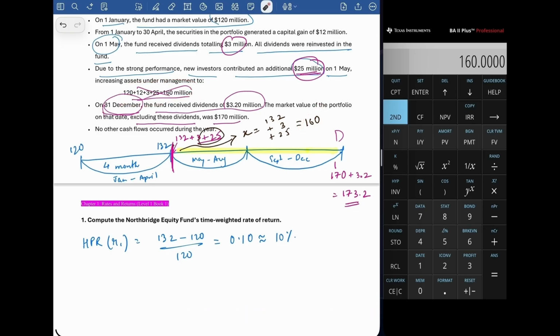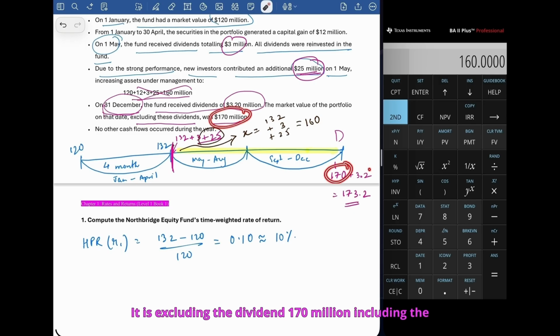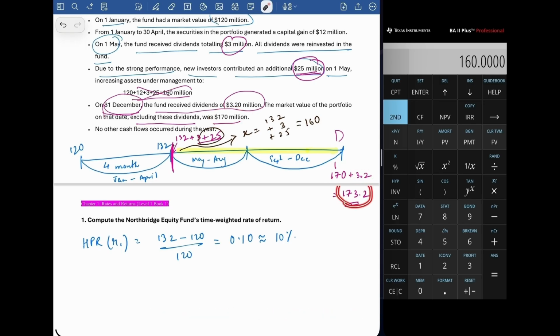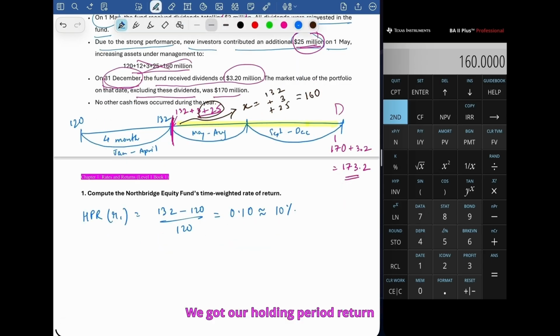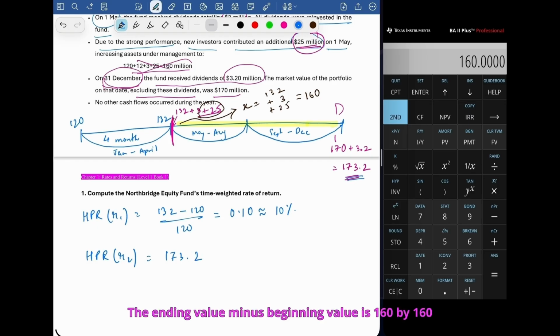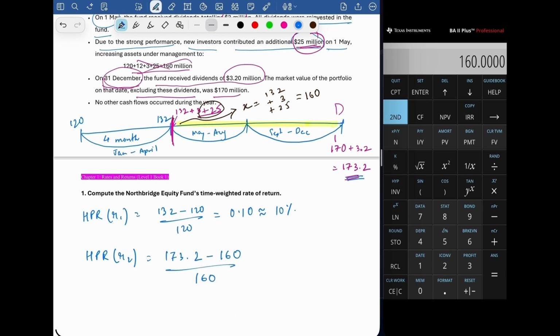What is the end value? Excluding the dividend it is 170 million, and including the dividend which we received it is 173.2. So the ending value is 173.2. So we got our holding period return R, which is the ending value 173.2 minus the beginning value 160, divided by 160.